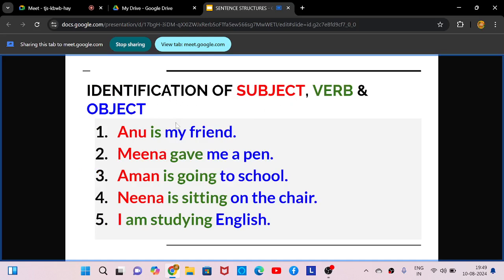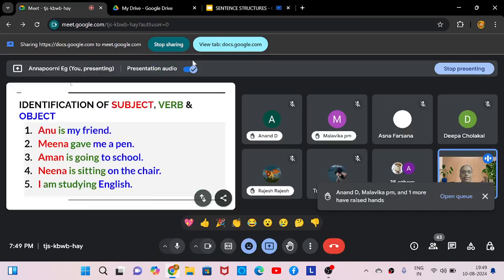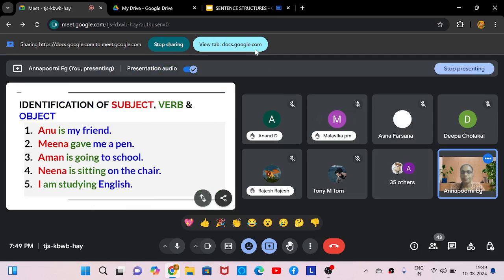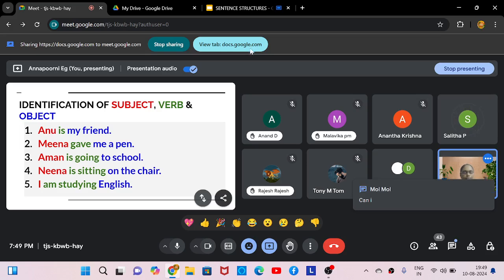Now let's check some examples. Identification of subject, verb and object. Can somebody read these 5 sentences? Rajesh, can you read? Yes, Salita. Is your name Salita? No, Sri Lakshmi. Sri Lakshmi, where are you from? Malappuram. Okay, Sri Lakshmi, go ahead.